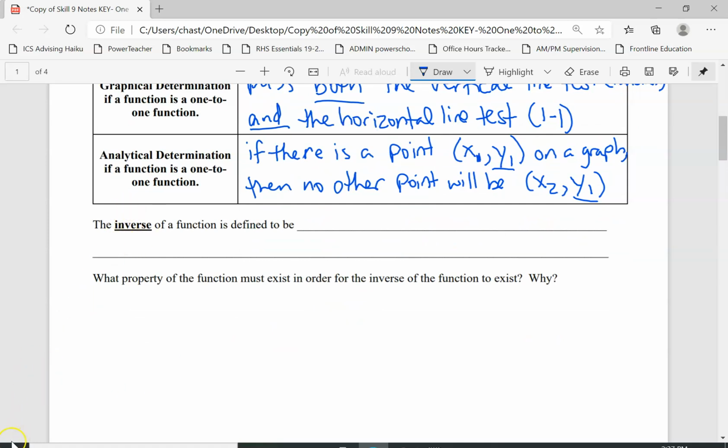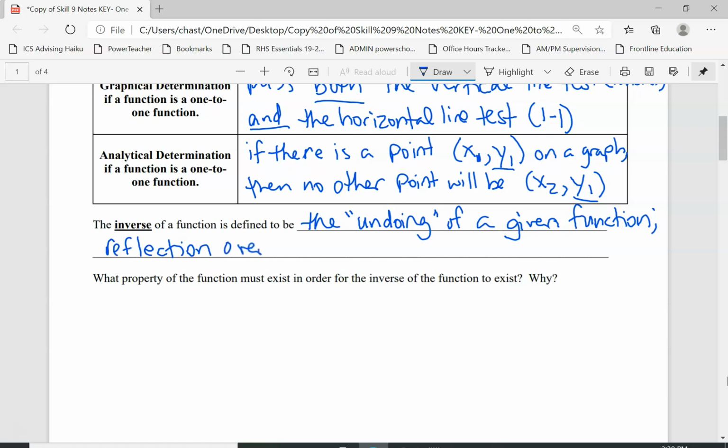So now let's define the inverse of a function. The inverse of a function is the undoing of a given function, and we're going to say it's a reflection over the line y equals x.